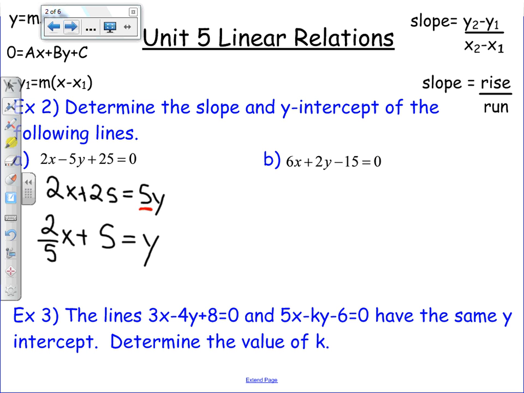All right. What's our slope, Matthew? 2 over 5. Correct. And what's the y-intercept? Right. And when we write y-intercepts, we write them as coordinates. Slope is 2 over 5. Y-intercept is (0, 5).